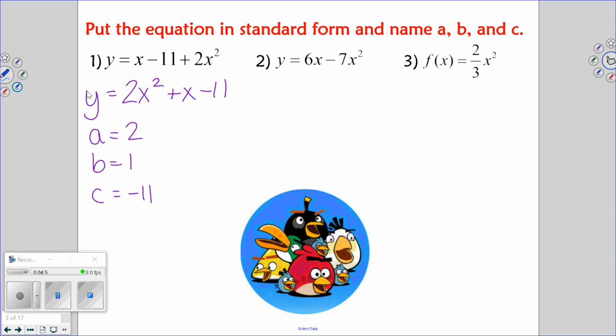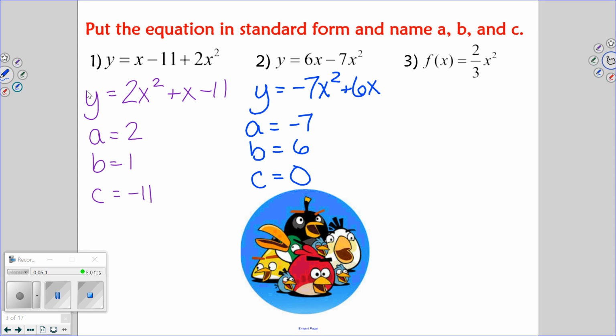So I'm close. Number 2, what order should that be in? Negative 7x squared plus 6x. What's your a? Your b? Your c? Good. If it's not there, it's just 0.